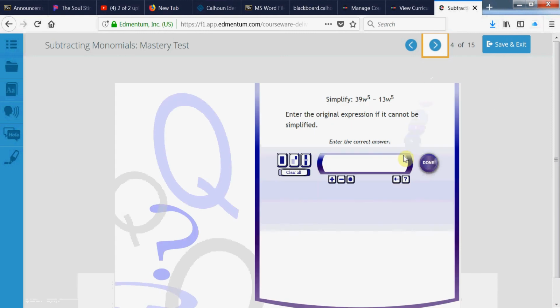Again, if the monomial expression, or the variable expression, has the same variable and the same exponent, then we say that they're like terms, the same variable expression. So here we're going to subtract 13 from 39, and that gives us 26, and then that's w to the 5th power.